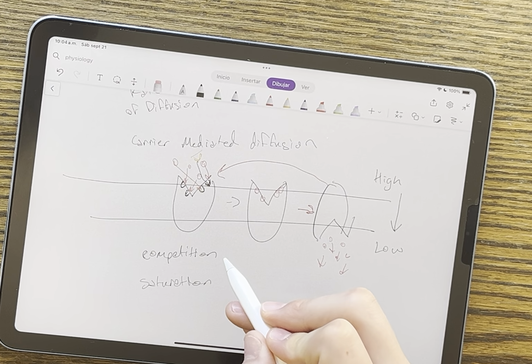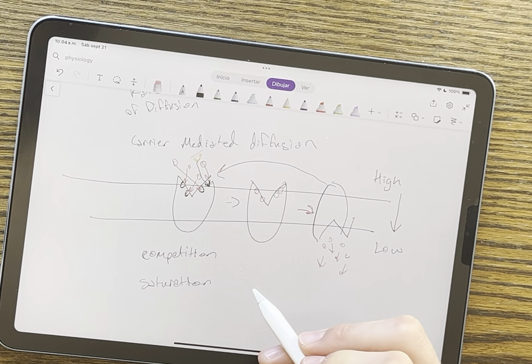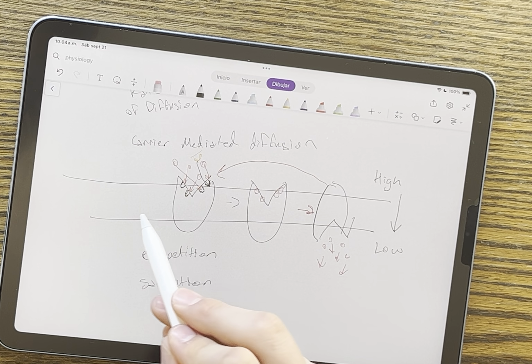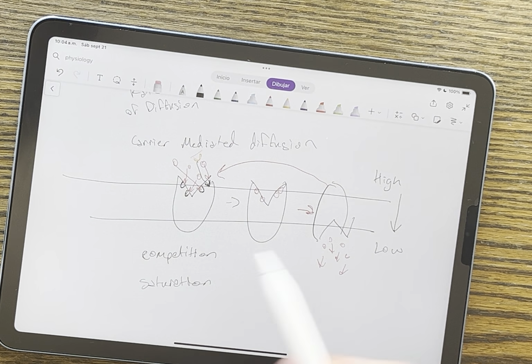So competition from other cells or from other molecules is when something is similar enough that it can bind to the receptor or block the receptor and cause the conformational shift to slow or stop completely. This means that this carrier-mediated diffusion is going to stop, at least with this protein. And it'll get moved and eventually start working again, but it can slow the rate significantly.